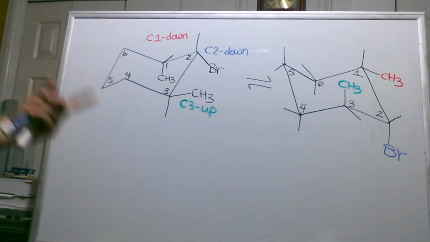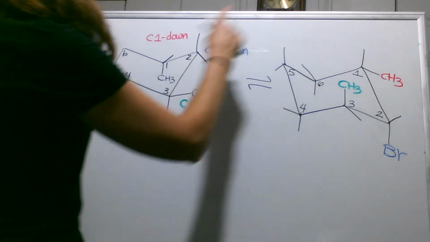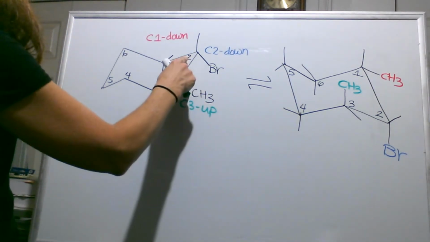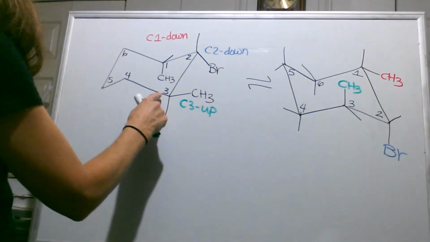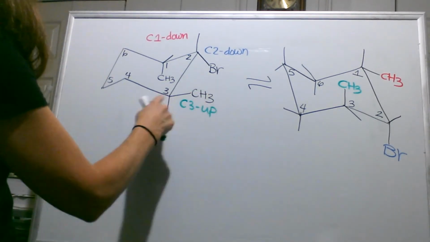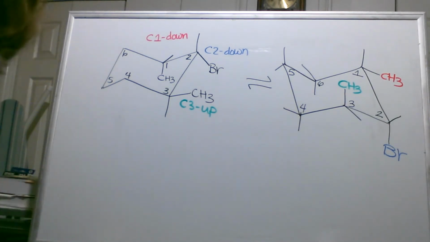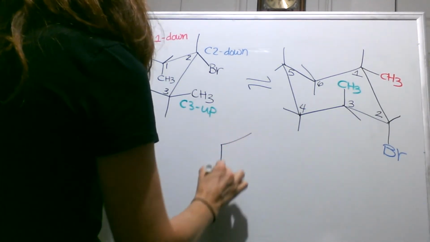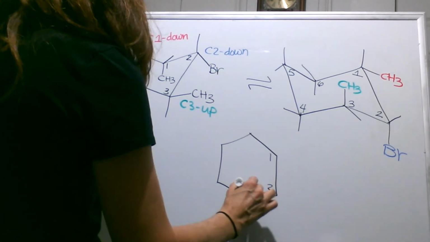We'll double check our axial versus equatorial. On C1, axial goes to equatorial. That's fine. On C2, we have equatorial that turns into axial. And then on C3, we have equatorial that turns into axial. So those conversions ended up being correct. And then the last part, the final part of this example, is to write the perspective drawing.